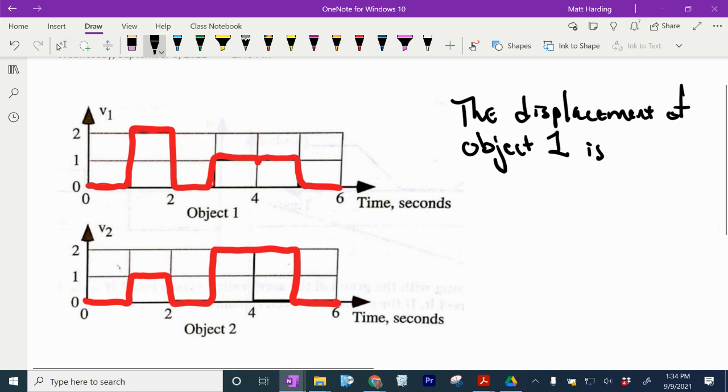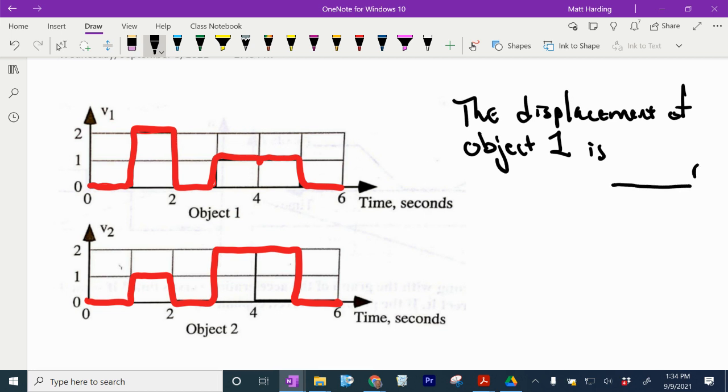The displacement of object 1 is blank meters, and I'm going to turn this into a number slide. Okay. What do you think the displacement of object 1 is?